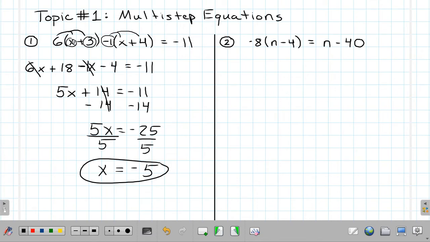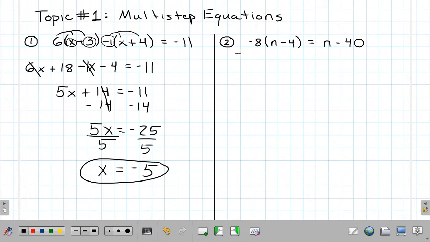So plug negative 5 back in. Negative 5 plus 3 is negative 2. 6 times negative 2 is negative 12. Negative 5 plus 4 is negative 1. Okay, so you got negative 12 minus negative 1, negative 12 plus 1, which is negative 11.